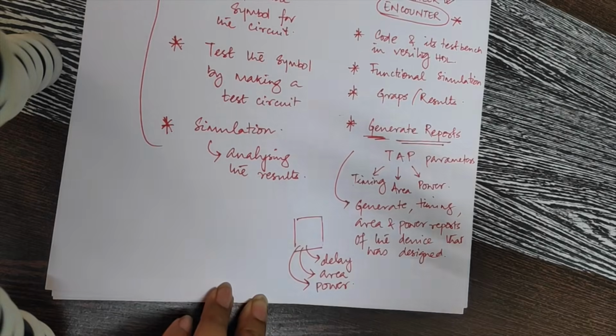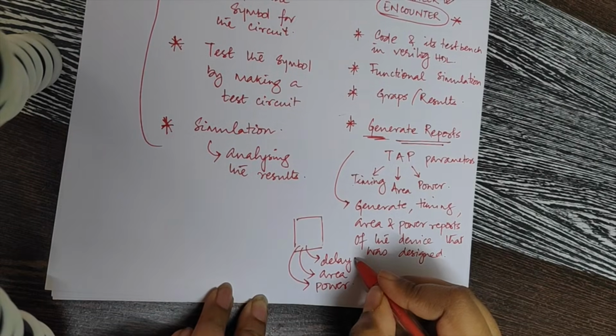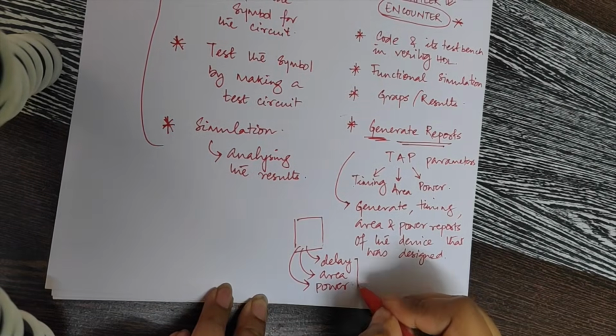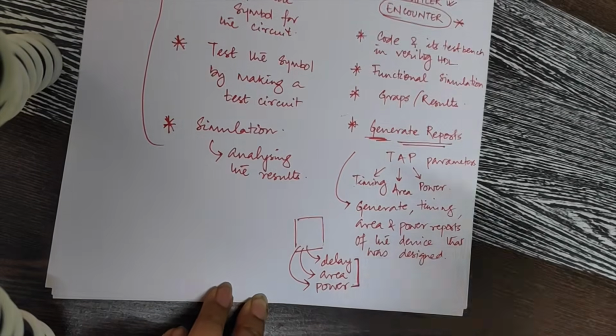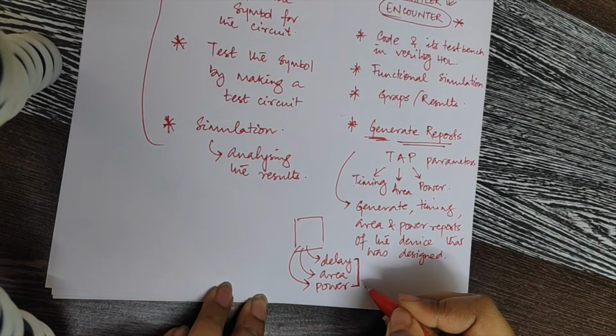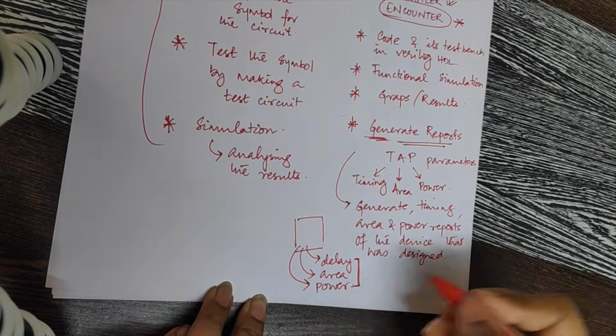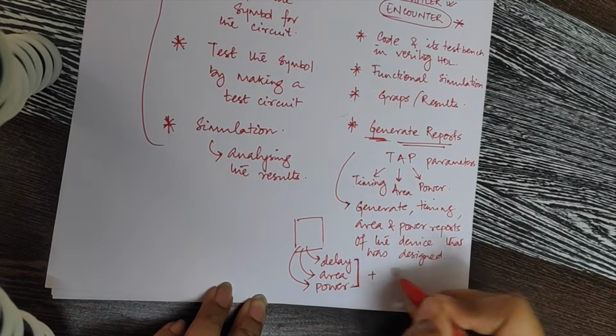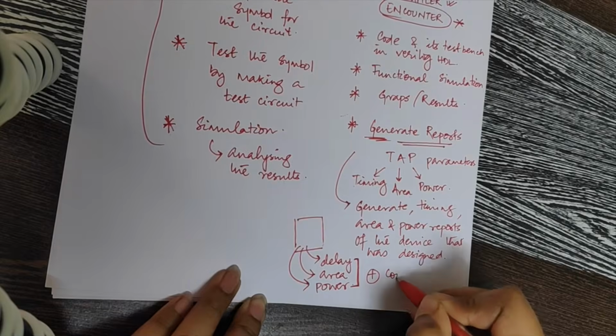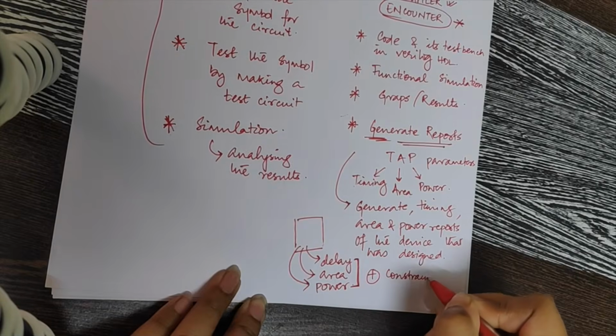Now, let's suppose I am getting some values and I don't like those values. I want to make it better, or I want to optimize my design. So what I will do is add some constraints.